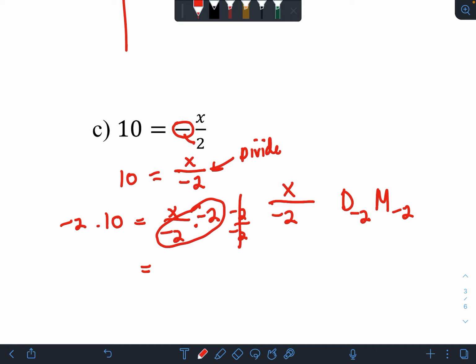They just cancel each other out. They're equal to 1 again. And we end up with a -20 here is what x is equal to.